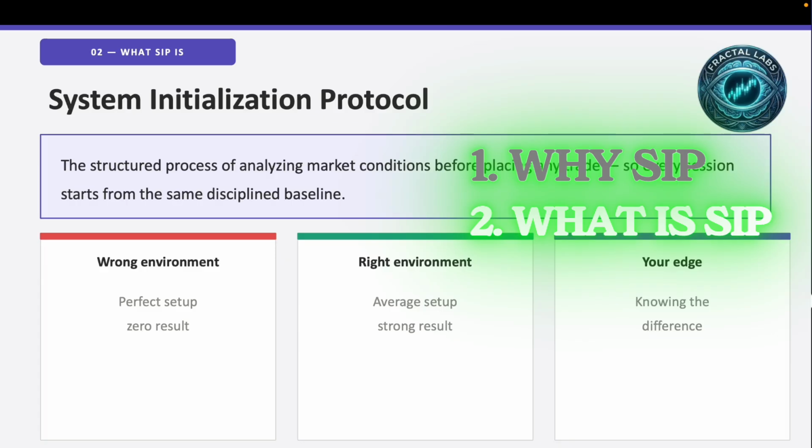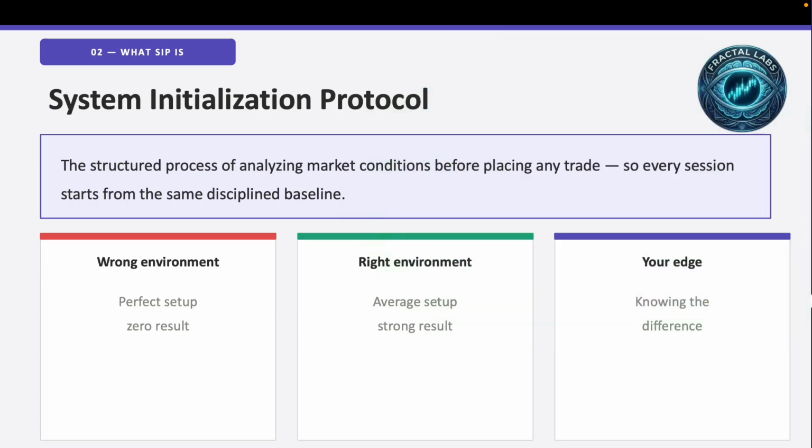Then the second point, what is SIP? SIP is the process to understand what kind of environment we are in right now. Let's try to think of an example. Imagine you're a surfer. You wouldn't just paddle out and start surfing without looking at the ocean first, without looking at the weather first, without looking at the overall context. You would check, are there good waves today? Or is a storm coming or whatever.